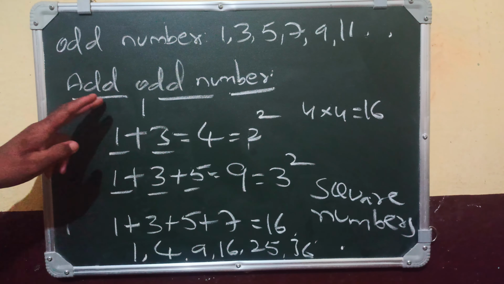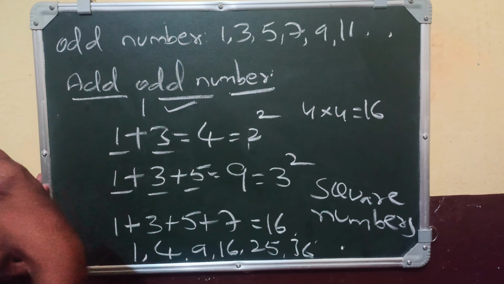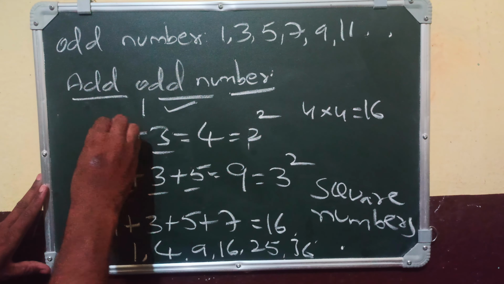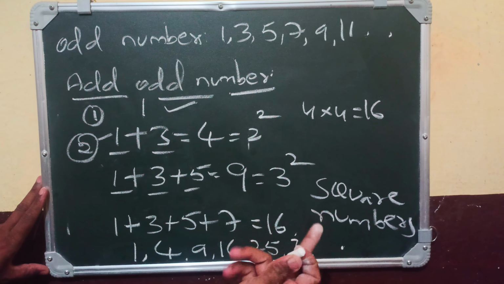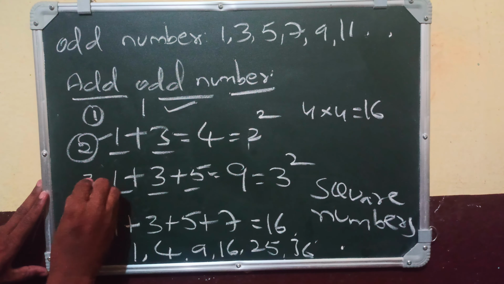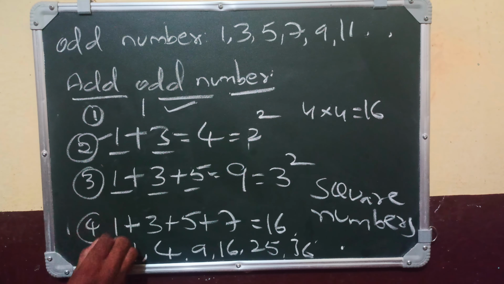So if we keep on adding the odd numbers in the sequence, first we are taking 1. In the next step we are taking 2 odd numbers, 2 times 2 you will get 4. Next you take 3 odd numbers, 3 times 3 is 9. Take 4 odd numbers, 4 times 4 is 16. Next you take 5 odd numbers, 5 times 5 is 25. Next you take 6 odd numbers, 6 times 6 is 36. So like this, the sequence goes on.